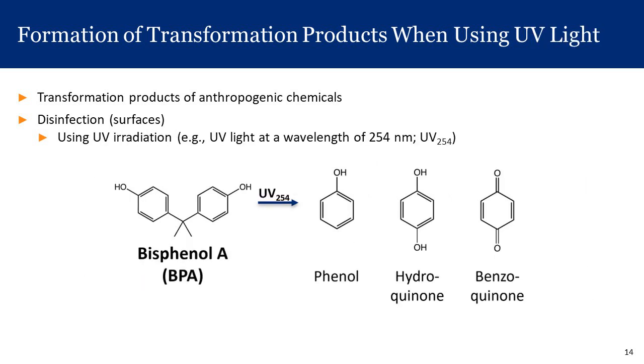At the same time, if you use, for example, UV irradiation, which is also in certain settings used as a disinfectant, in this case, for example, using UV light at a wavelength of 254 nanometer, which is also abbreviated as UV 254, this bisphenol A is degraded by the UV irradiation and forms these three chemicals that are indicated here on the right side, such as phenol, hydroquinone, and benzoquinone, some of which are also toxic. And again, that's why we are interested in also thinking about these transformation products.